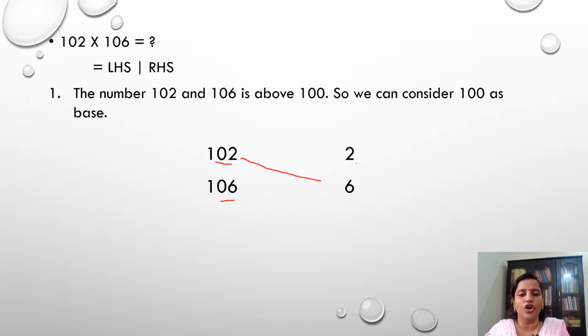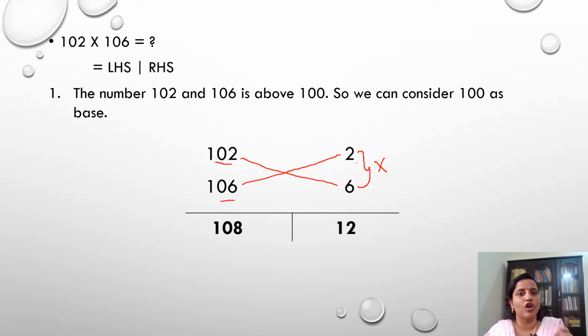What's my next step? I have to go for cross addition. I am going to cross add the numbers. So 102 plus 6 gives me 108 and 106 plus 2 gives me 108. So my LHS is 108. And for my RHS, I have to go for the product of the answers which I have got by subtracting the number by the base. So 6 into 2 gives me 12.